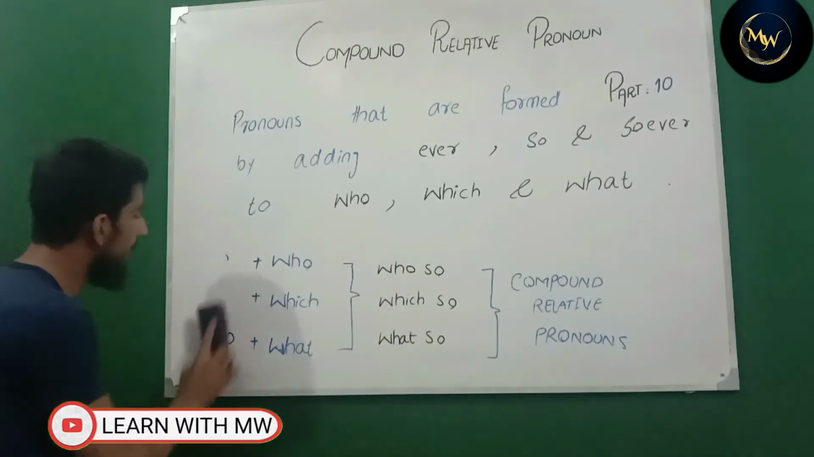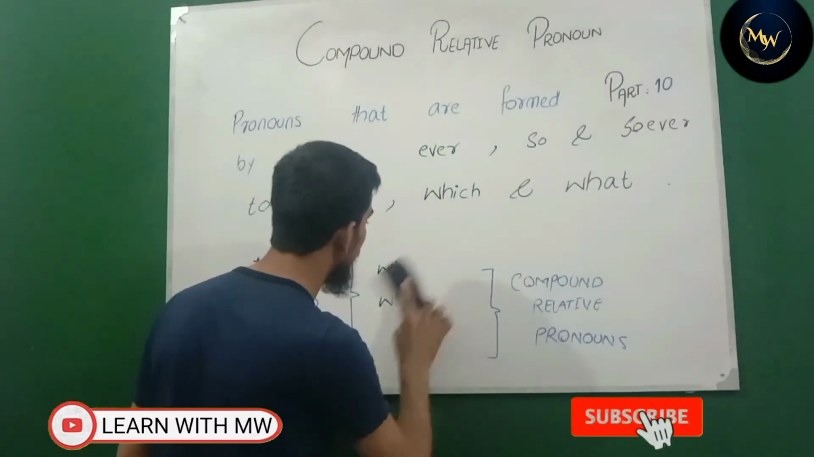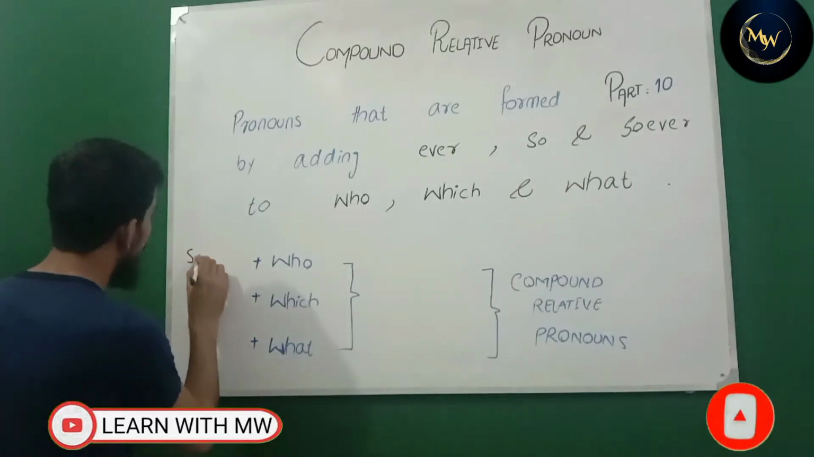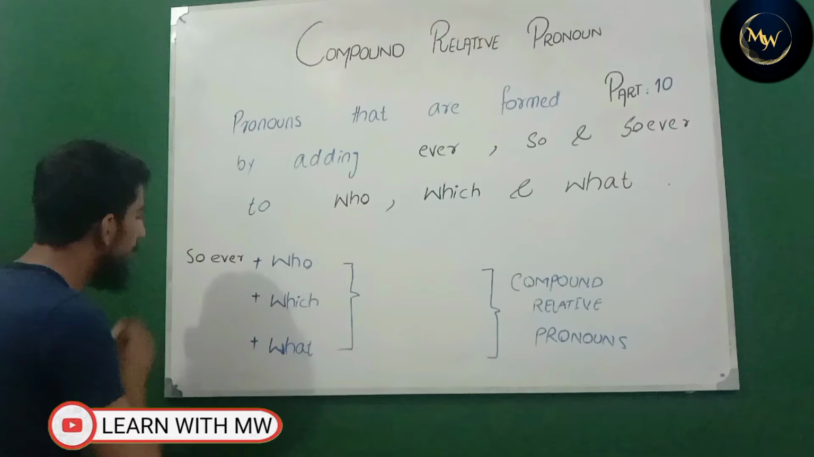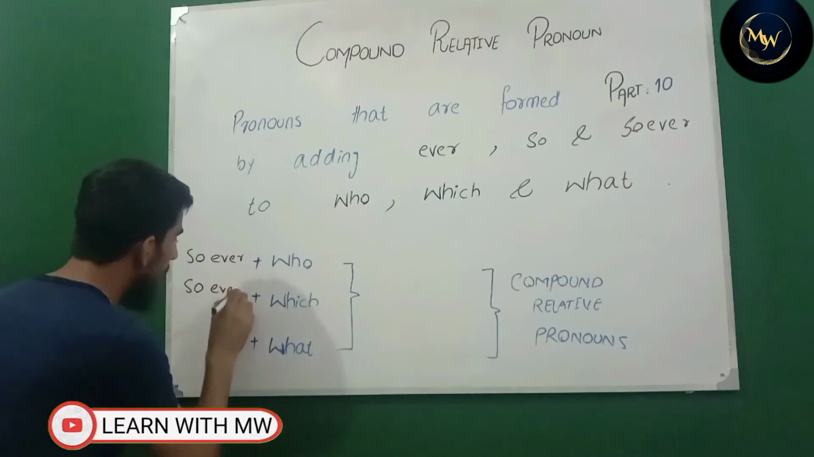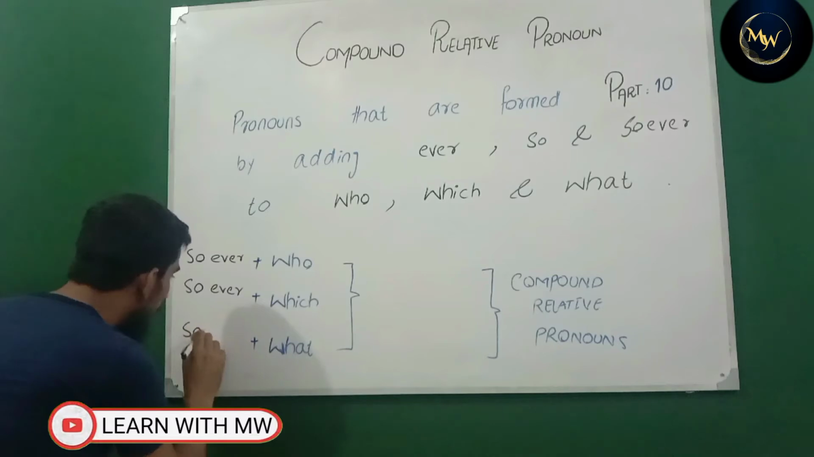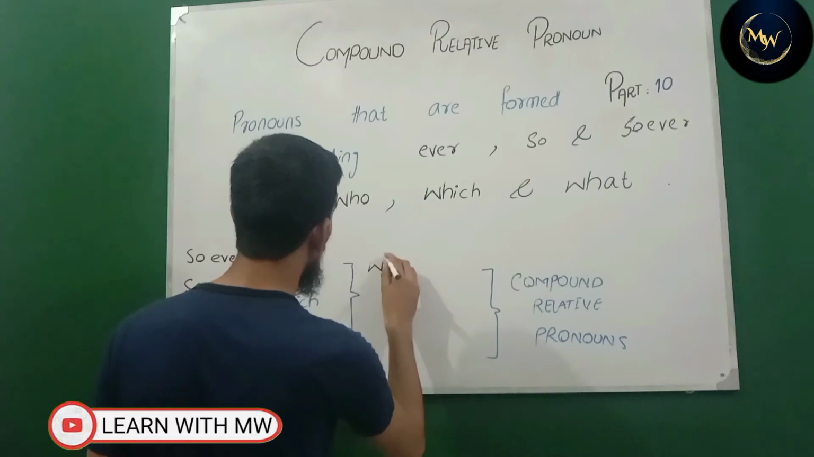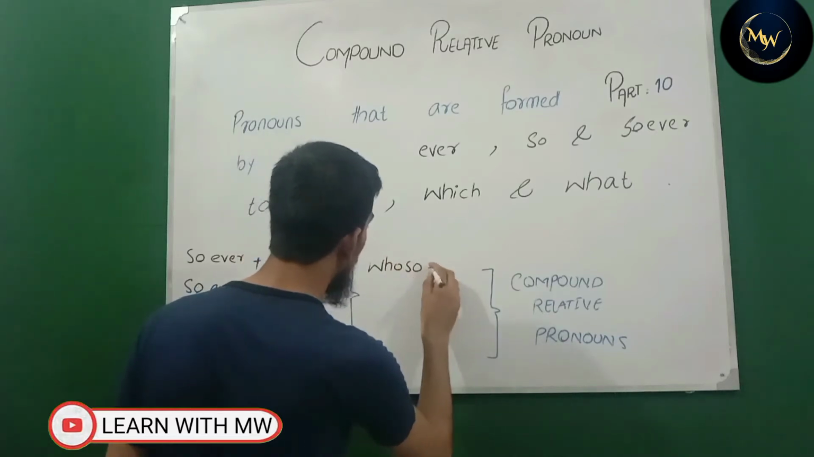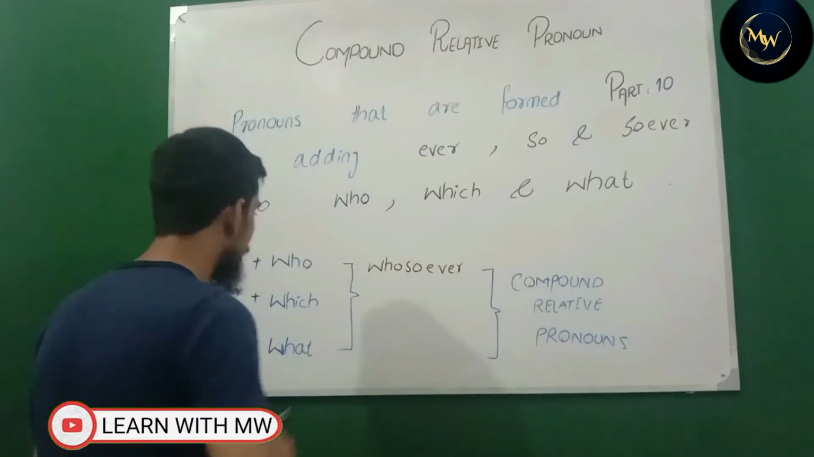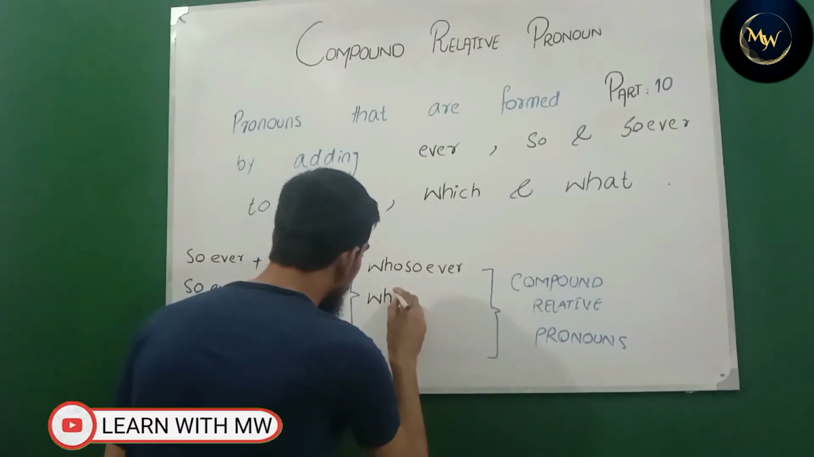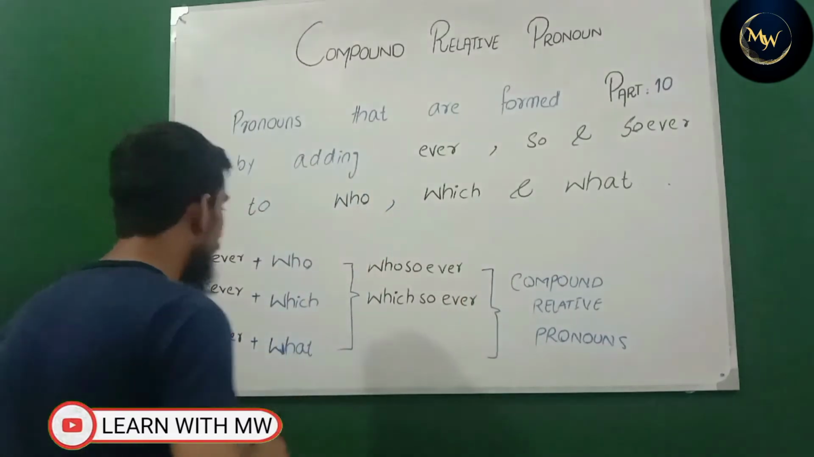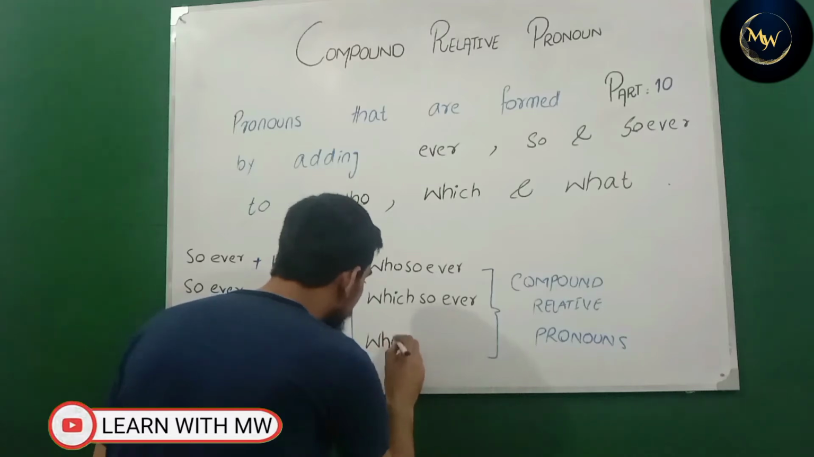Now we will discuss the third combination, and the third combination is whichsoever. So if I add the word soever to the relative pronoun who, soever to which, and soever to what, what do we get? We get whosoever, whichsoever, and whatsoever.